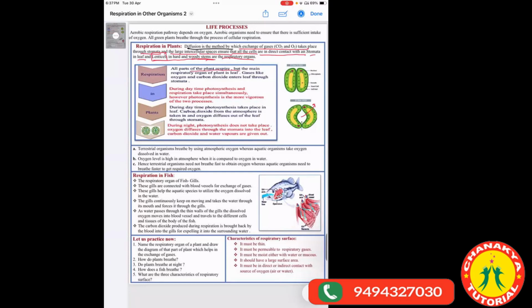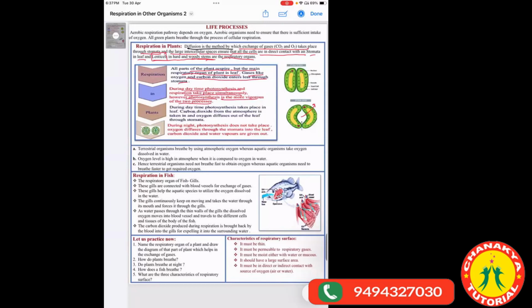All parts of the plants respire, but the main respiratory organ of the plant is the leaf. Gases like oxygen and carbon dioxide enter the leaf through the stomata. During daytime, photosynthesis and respiration take place simultaneously. However, photosynthesis is the more vigorous of the two processes.